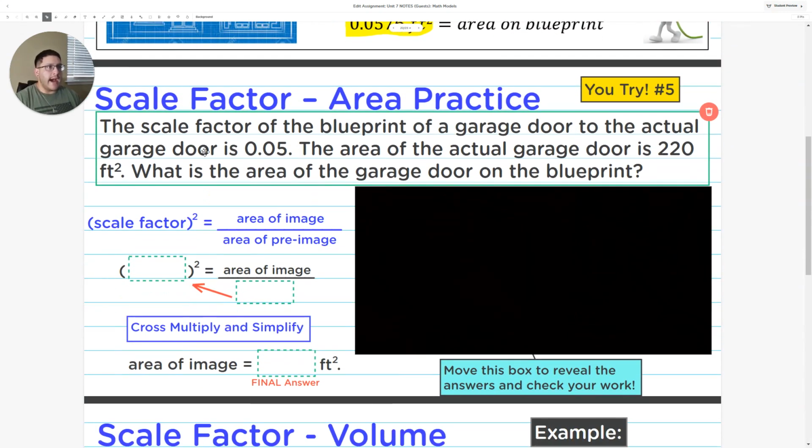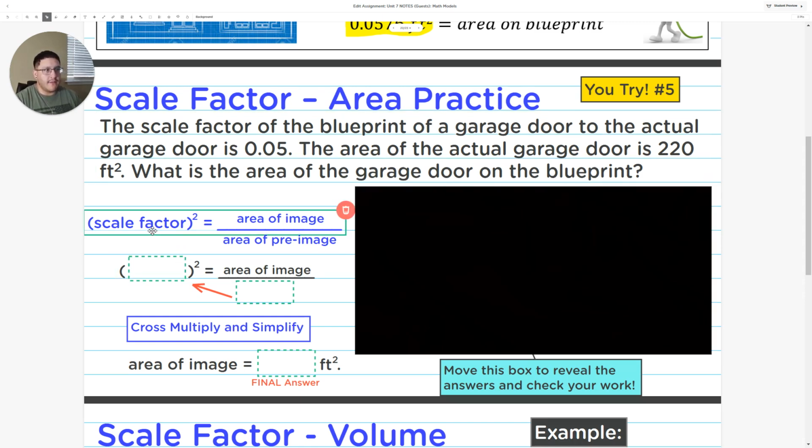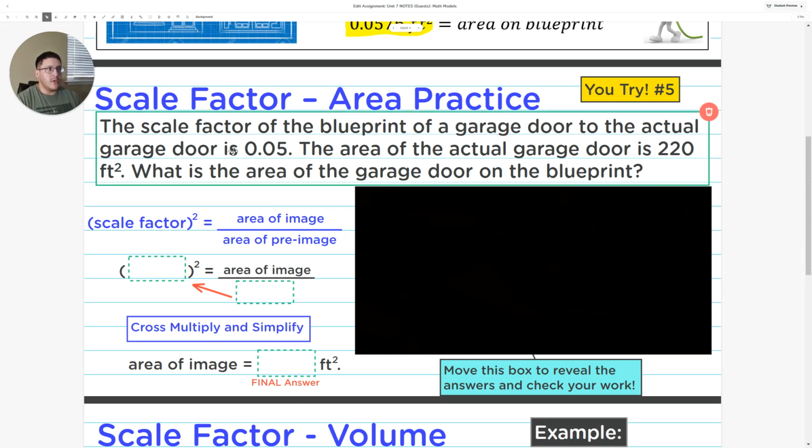Okay, you try number 5. Scale factor of the blueprint of a garage door to the actual garage door is 0.05. The area of the actual garage door is 220 feet squared. What is the area of the garage door on the blueprint? So you have scale factor being squared because this is area now. You have the area of the image and then the area of the pre-image. You're going to cross multiply those values and then get your final answer. Remember, the area of the pre-image is the original value, the original garage door.